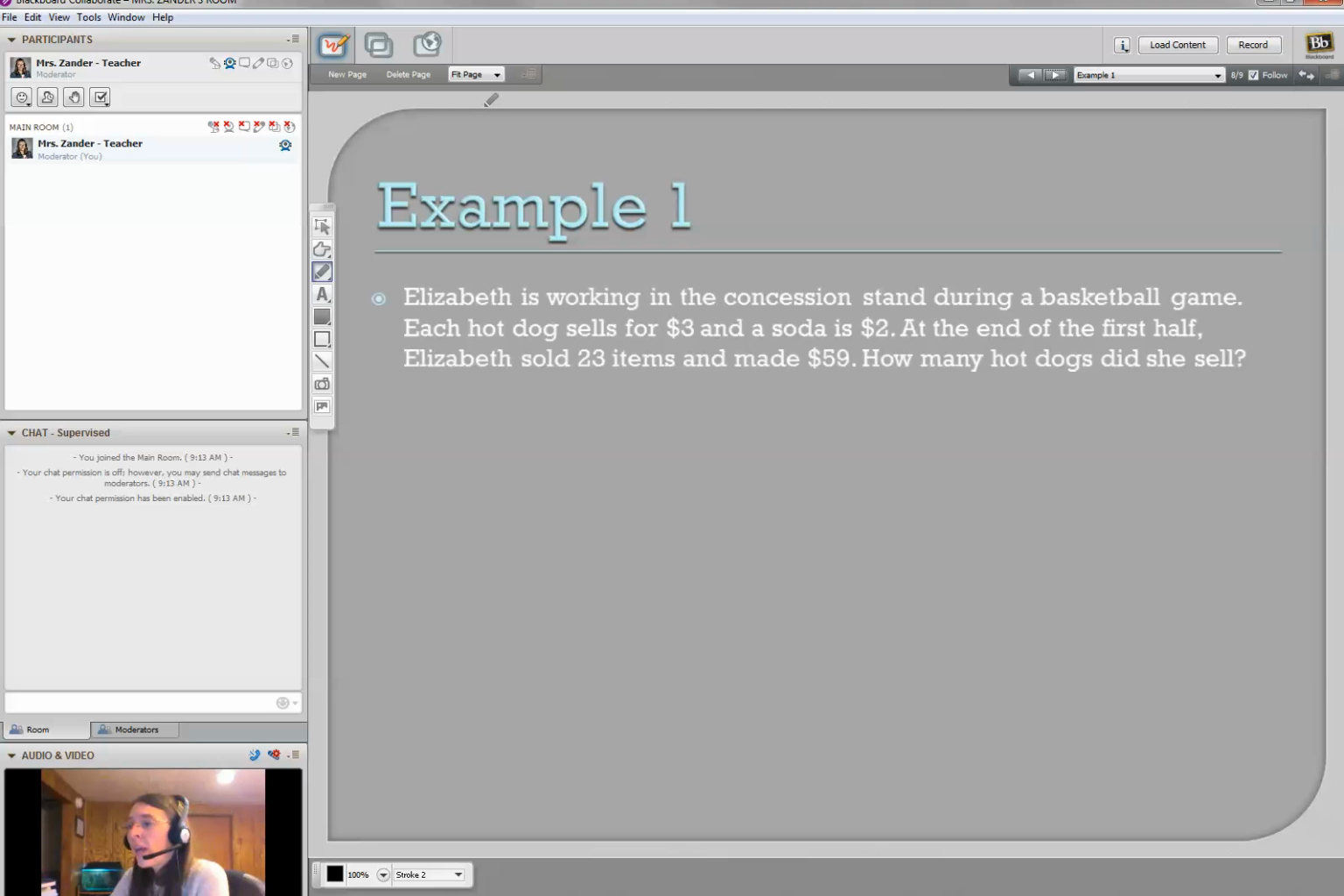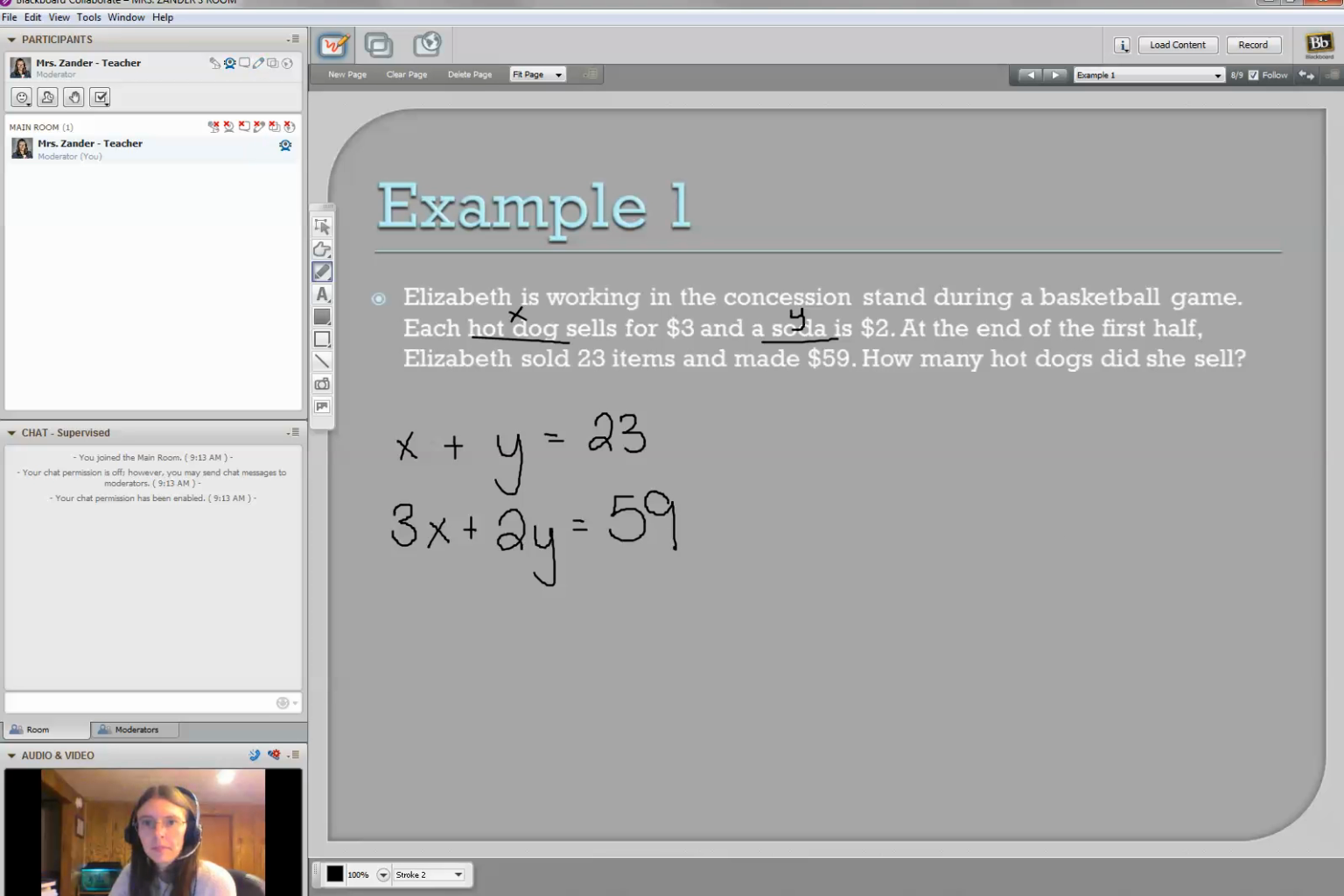All right, so we actually need to create our system and then go ahead and plot it or graph it and see where our two lines intersect. So I'm going to let hot dogs be represented with the variable x, and soda is going to be my variable y. So I know I'm selling hot dogs and sodas, and I sold 23 of those items. Now my second equation is going to come from the cost. So if hot dogs were $3 each, that's going to be 3x, and a soda was $2 each, that's 2y, and I know I made $59.